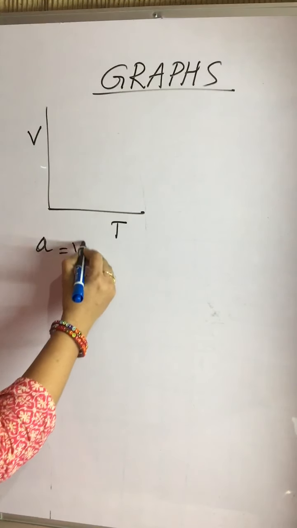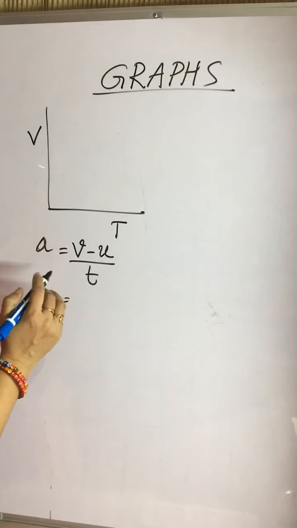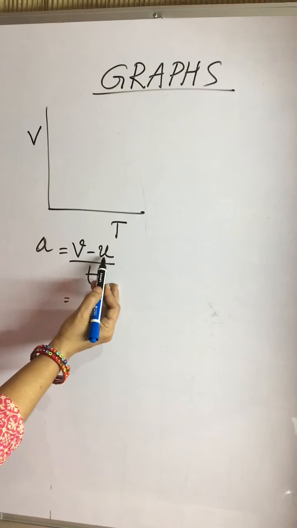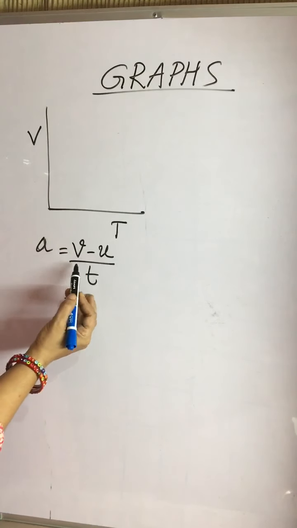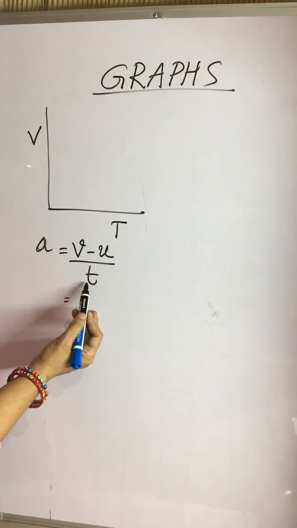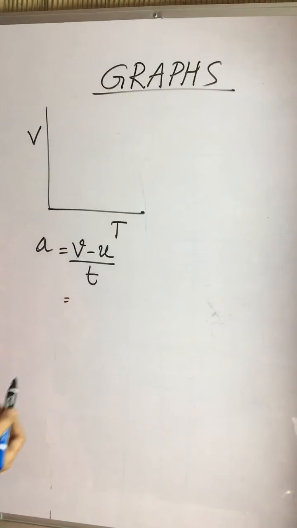Acceleration is v minus u upon t. u is the initial velocity, that means the starting velocity of a body. v is the final velocity, that is at the end. What is its speed or velocity at the end? t is the time taken, in how much time the body reached from this velocity to this velocity.